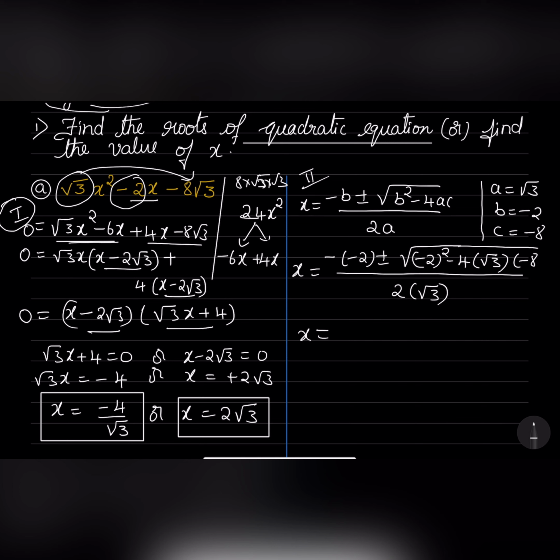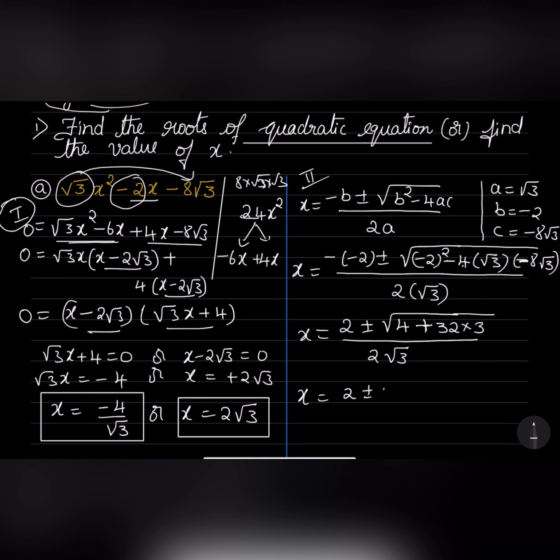If you simplify this, we will get plus 2 plus or minus square root of plus 4, minus into minus plus, 4 into root 3 into 8 root 3. Okay, now 8 fours are 32, minus into minus is plus, and root 3 into root 3 is 3, divided by 2 root 3. Therefore, x will be equal to 2 plus or minus square root of 4 plus 32 3s are 96, divided by 2 root 3.